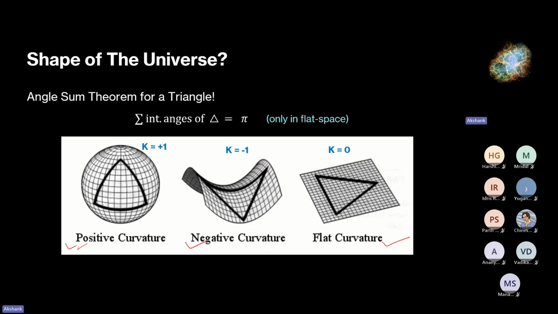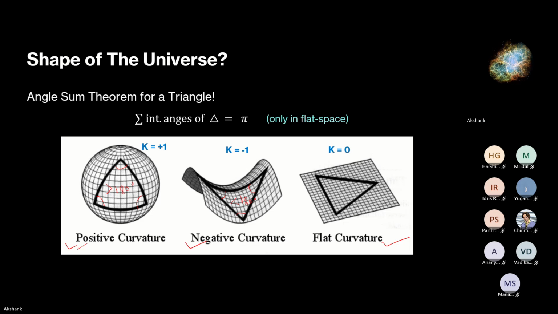And an important, very interesting fact is that you have all learned about the angle sum theorem, that the sum of internal angles of a triangle is equal to 180 degrees or pi radian. This is only true in a flat curvature or flat space. In positive curvature, the sum of these angles would actually be greater than 180 degrees. And in negative curvature, the sum of these angles would be less than 180 degrees. Here it would be greater than 180 degrees.